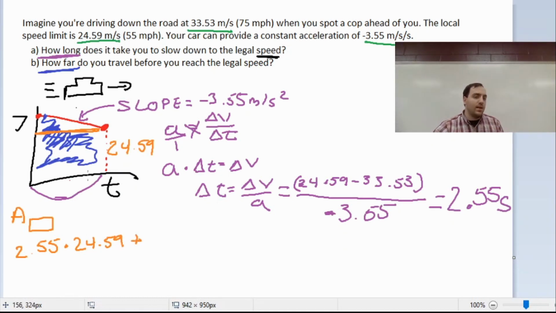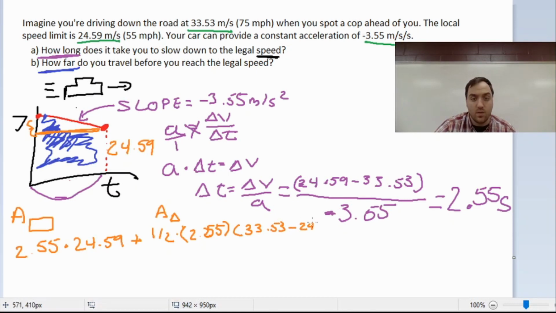To that, we've got to add the area of our triangle here. Now, this gets a little messy because while it is still half base times height, my base being 2.55 seconds, the height of this triangle is only from here to here. It's only the difference in my velocity, which would be, in this particular case, the 33.53 minus 24.59.